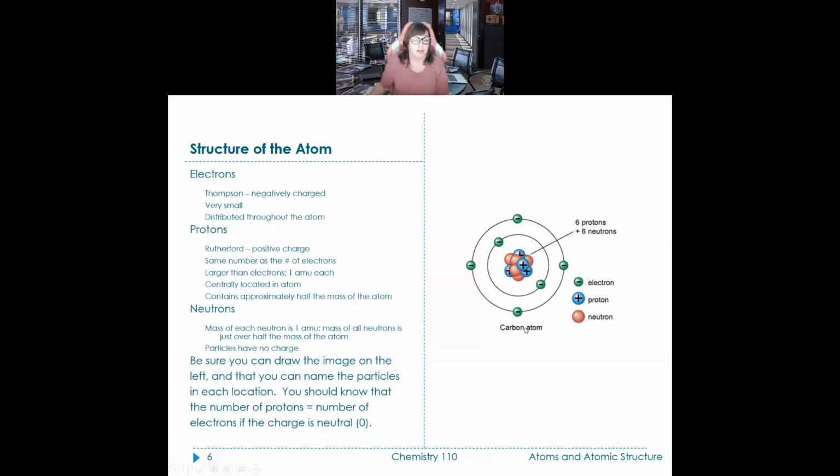Okay. Notice that this is a carbon atom. Carbon contains 6 protons and 6 neutrons. Okay. It also has 6 electrons. And that's because it's atomic number 6. We'll get back to that in just a moment. But that's what we're looking at there.